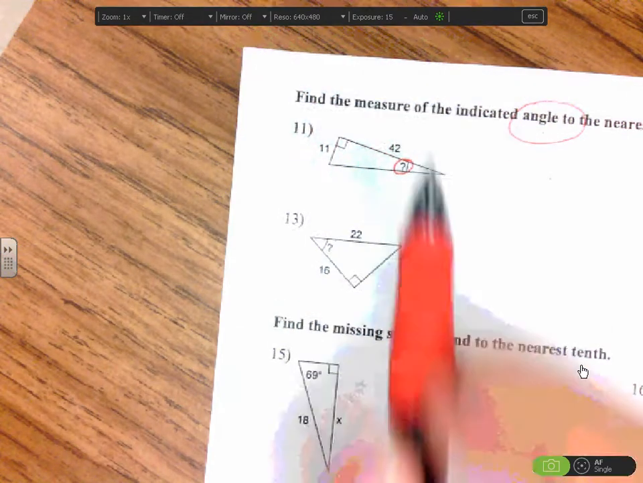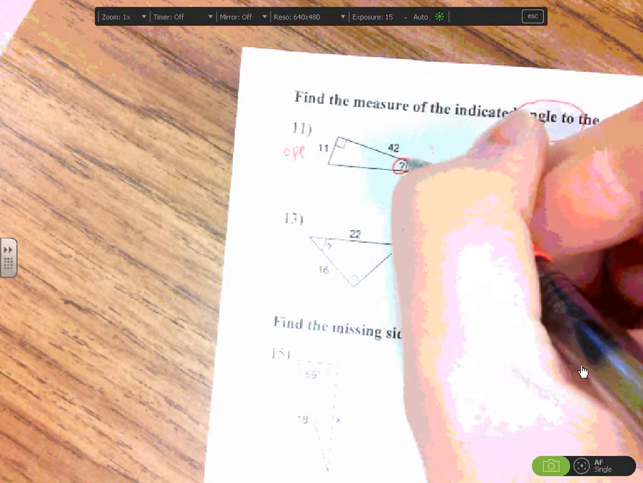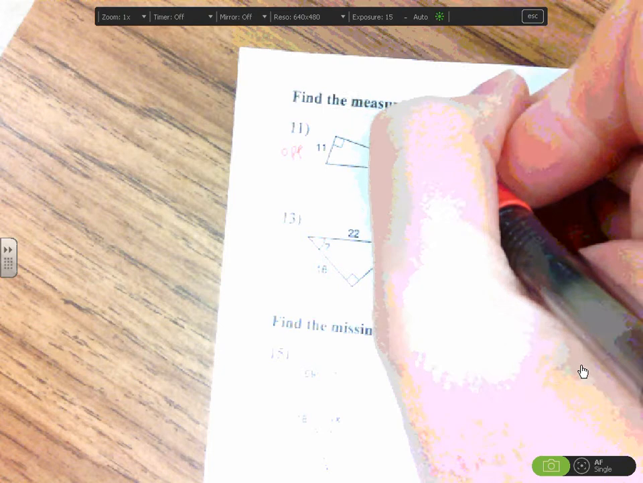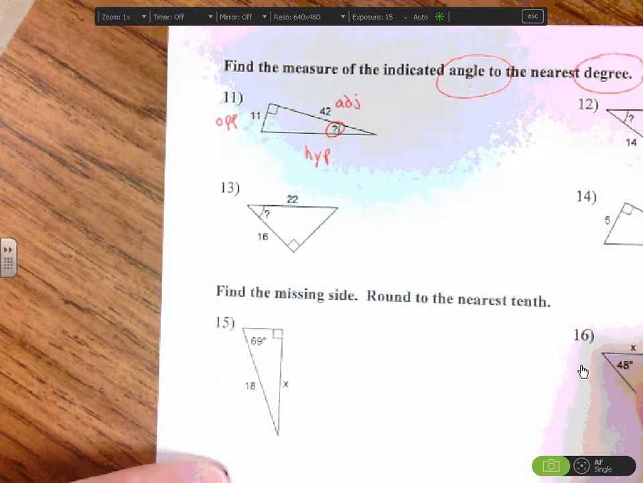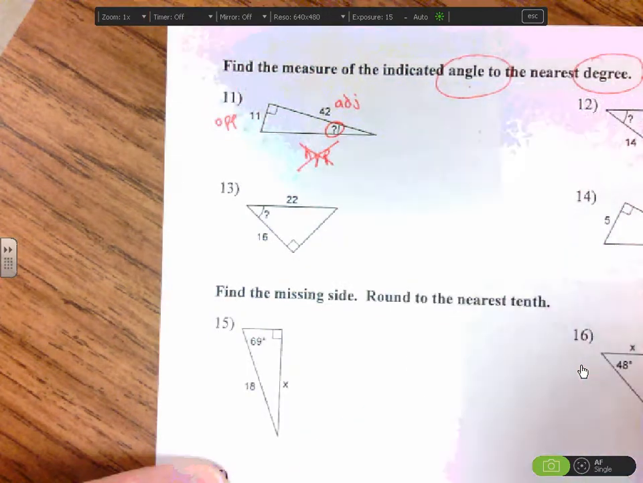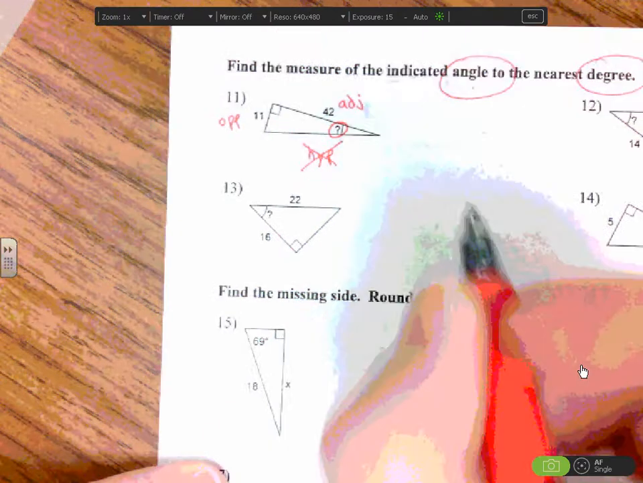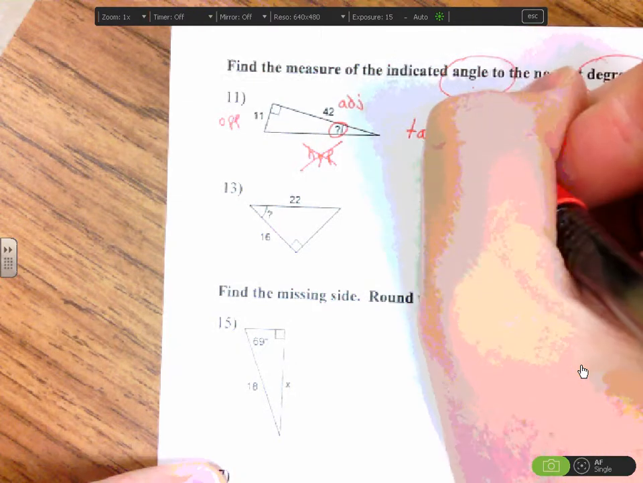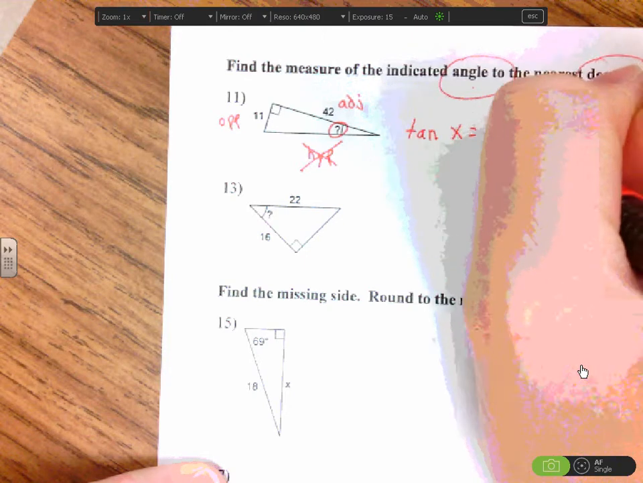And what sides do I have? Well, directly across would be the 11. That looks like it's going to be my opposite. The 42, that's not my hypotenuse. My hypotenuse is down here. The 42 would be the adjacent. I'm not using the hypotenuse. I can only use opposite and adjacent. So that's tangent. The tangent of this angle, we'll call it x, would be opposite number, which is 11.